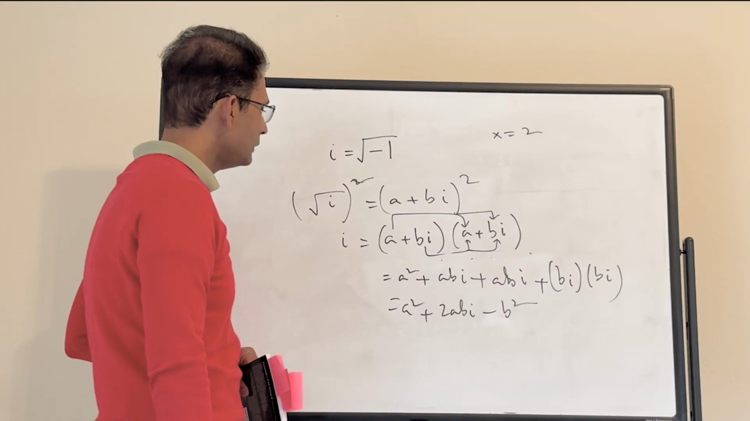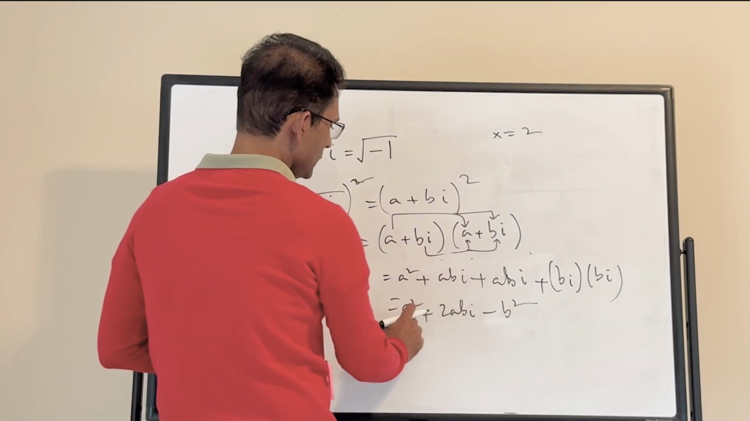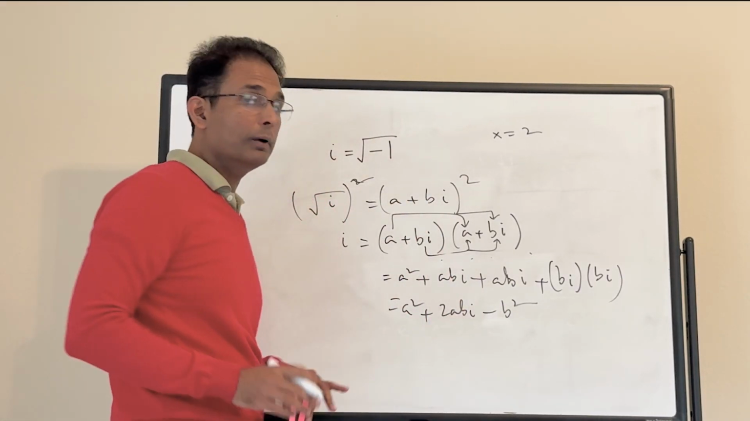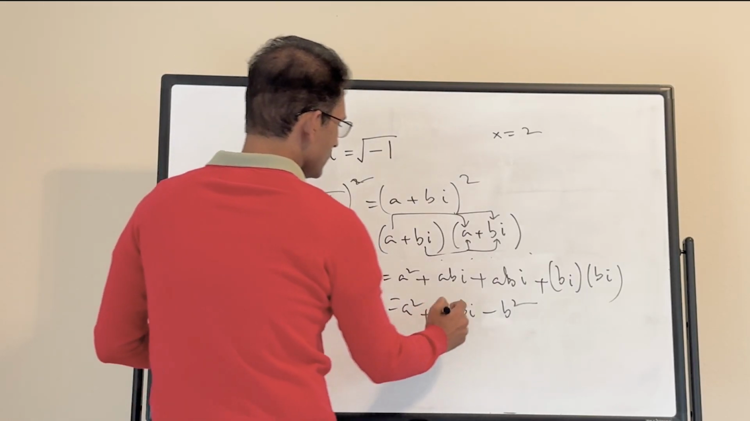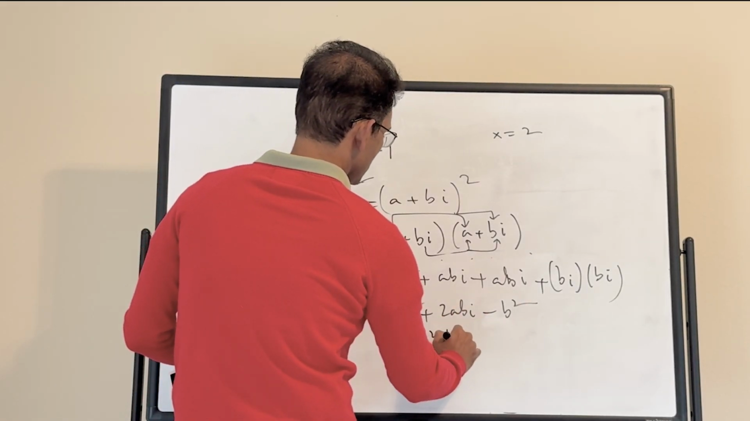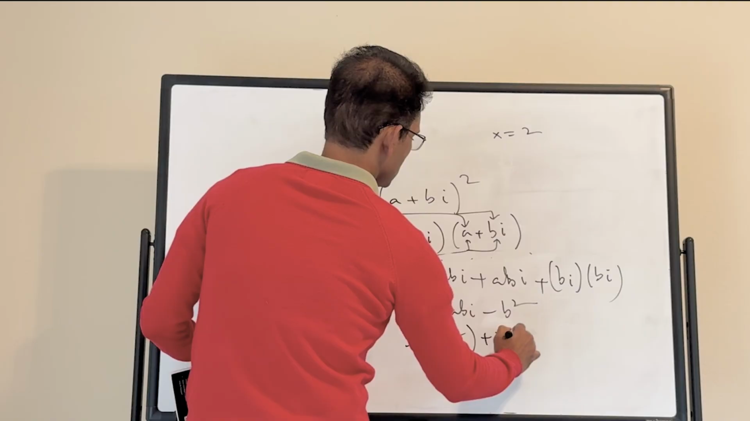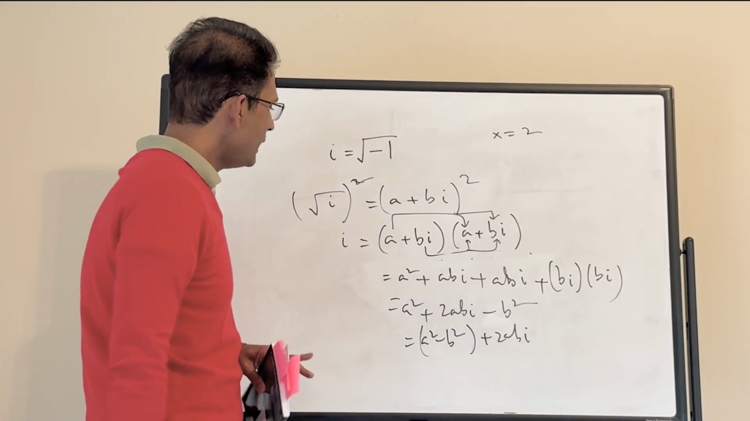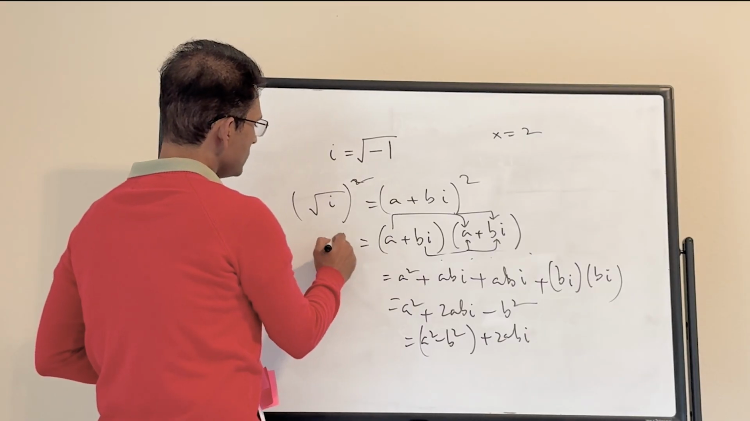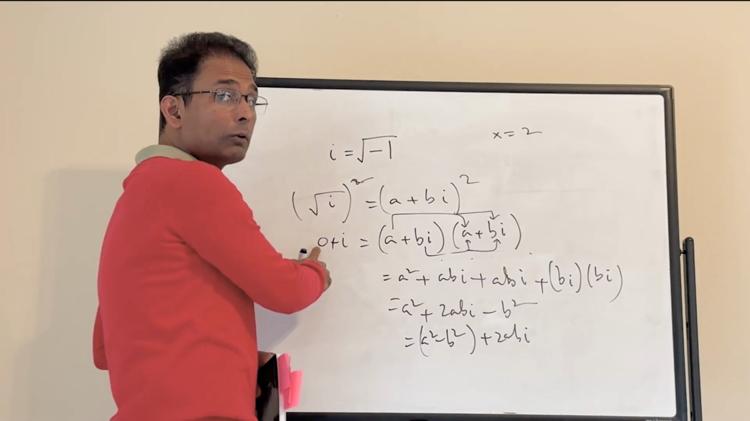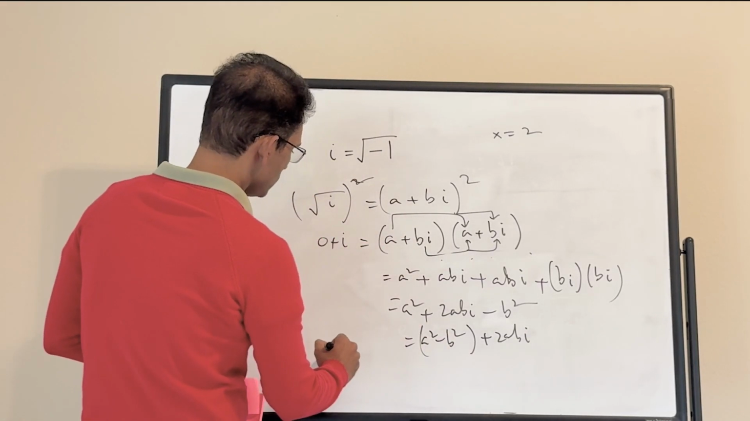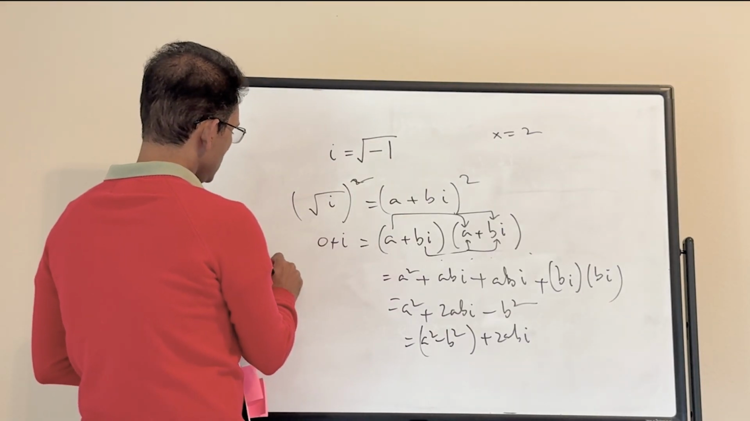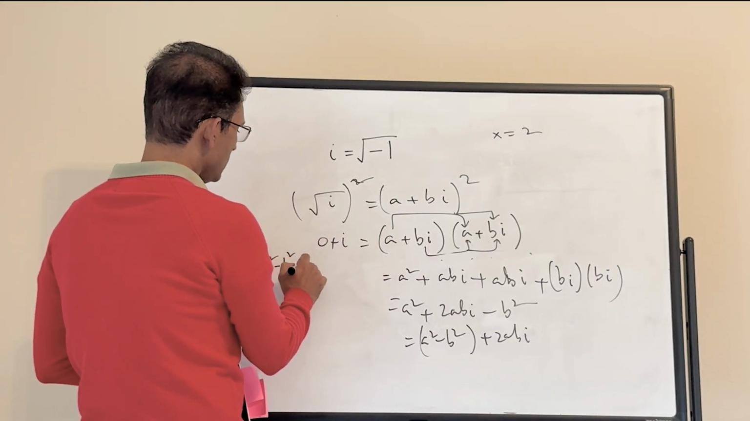Do you see that? By the way, a and b are real numbers, that's the assumption. So you can combine a squared minus b squared, and leave the imaginary part separately, and then equate the real part to the real part. What is the real part on the left side? It's 0, because there is no real part. That means a squared minus b squared equal to 0.